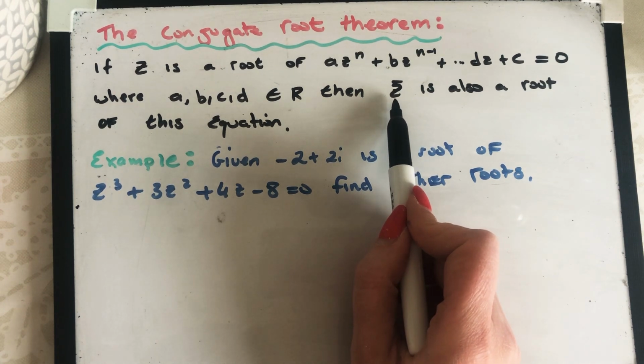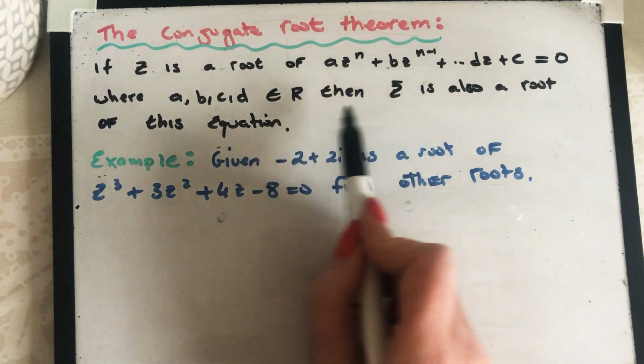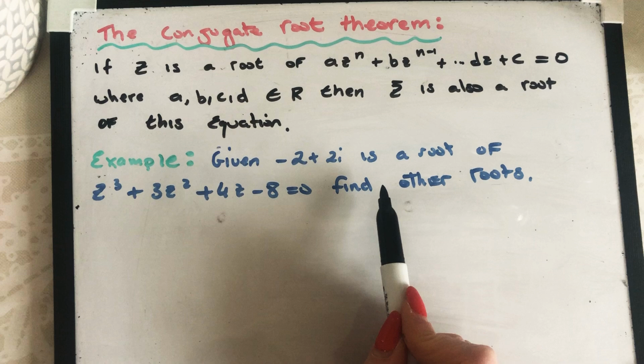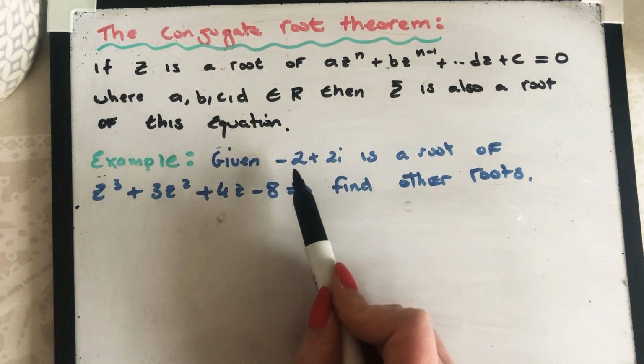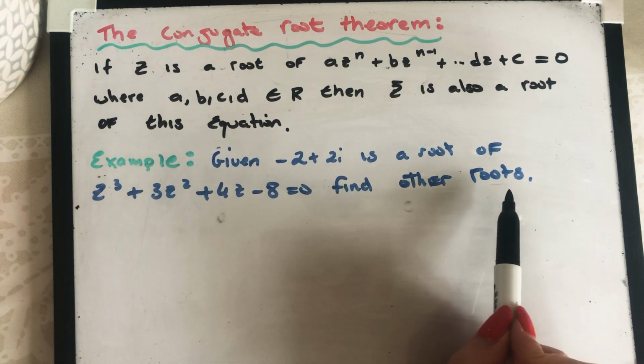Now, z bar represents the conjugate, and I have a video explaining conjugates if you would like to watch that video before you look at this video. So we're going to use this conjugate root theorem in our example here to further explain what it actually is. We have minus 2 plus 2i is a root of this cubic here. Find the other two roots.